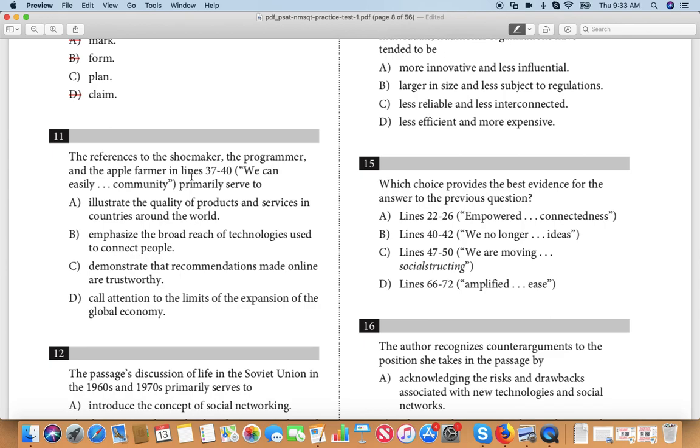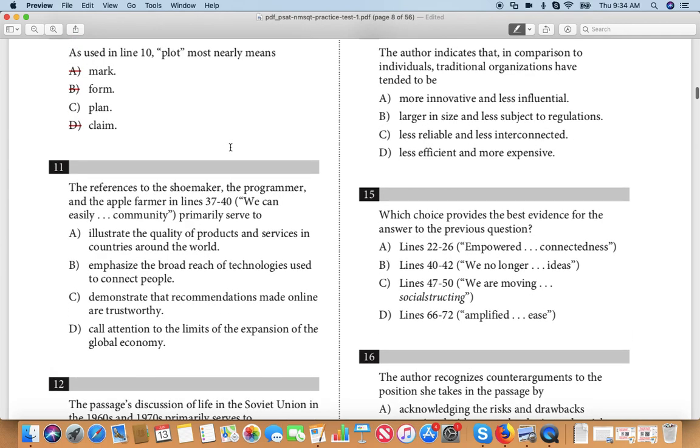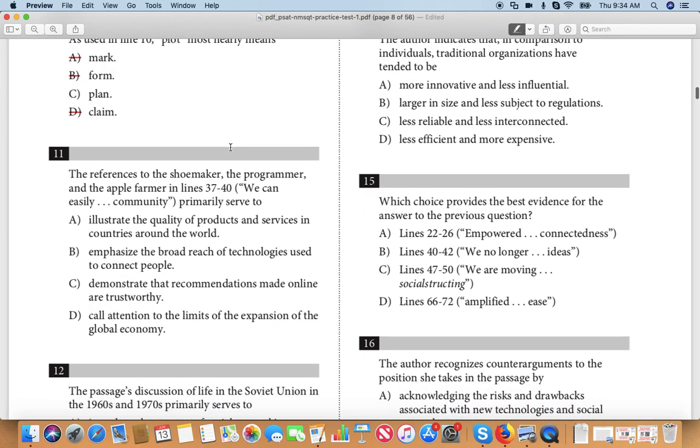Go ahead and read answer choice B. Emphasize the broad reach of technologies used to connect people. Okay, do the references to the shoemaker, the programmer, and the apple farmer primarily serve to emphasize the broad reach of technologies used to connect people? No.